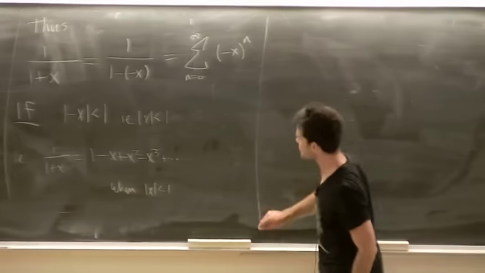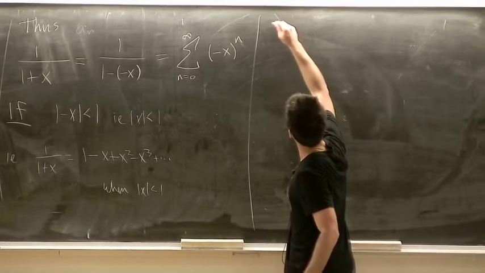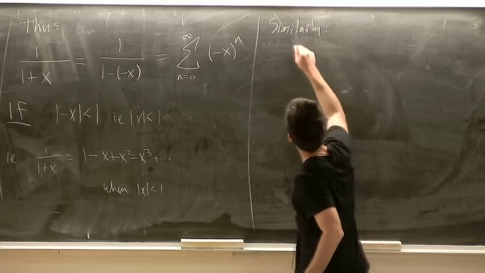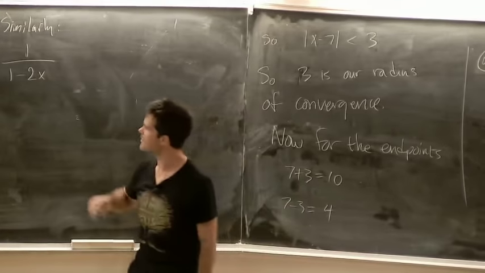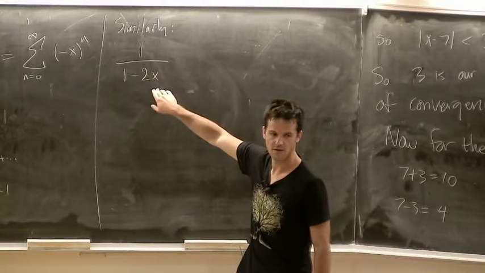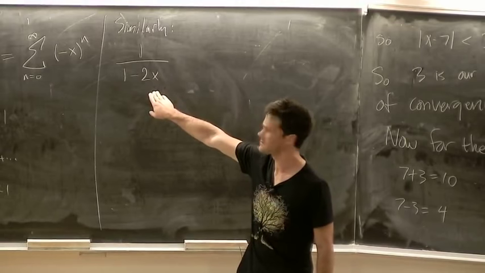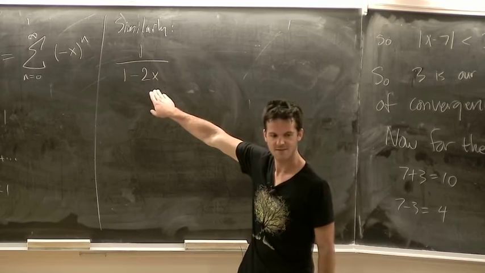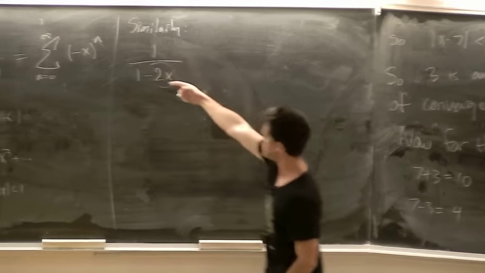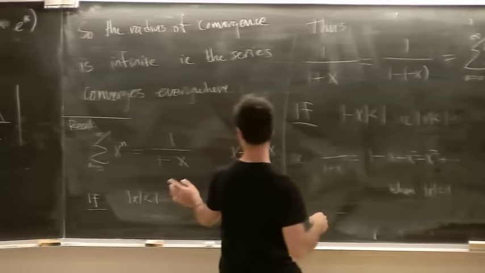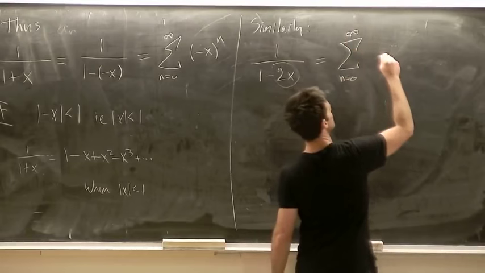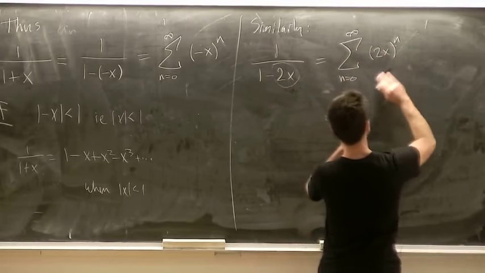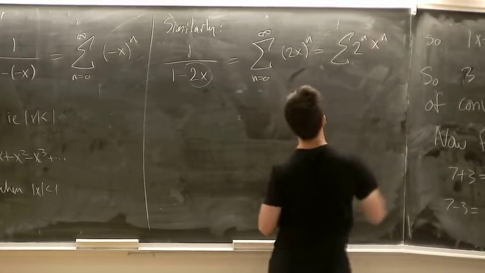But why stop there? Let's see what else we can do this to. How about 1 over 1 minus 2x? So what should I do to get an expression for this one? How about Yasmin? Same thing, except now I'll use 2x. And last time I used negative x. Now I'll replace x by 2x in this formula. And I'll get the sum, n equals 0 to infinity, of 2x to the n, which is the same as 2 to the n, x to the n.